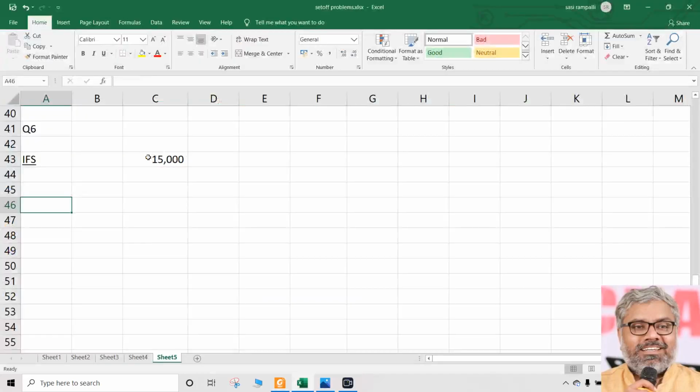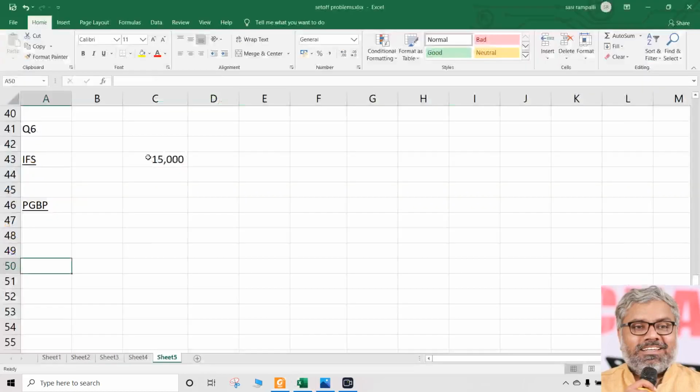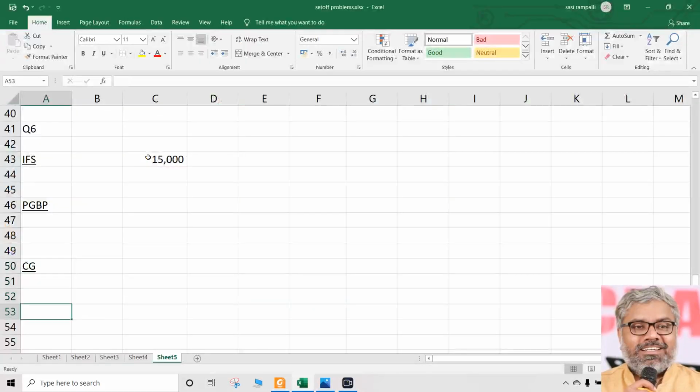Then there must be PGBP, definitely. There is PGBP, and yeah, there is a capital gain also. So there is capital gain head of income, and there is income from other sources. If any, we'll write it, otherwise no problem, nothing there. Let us take one by one.